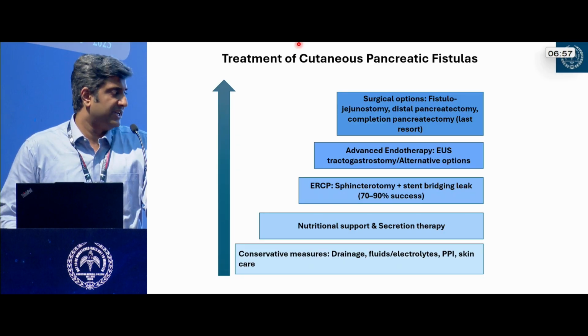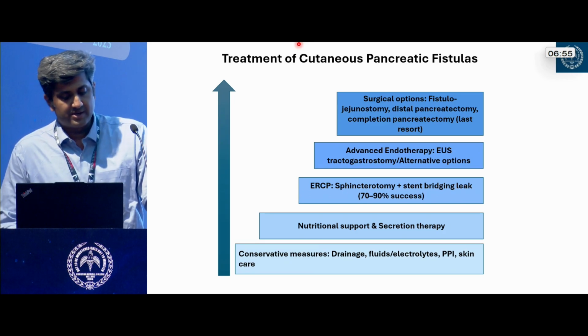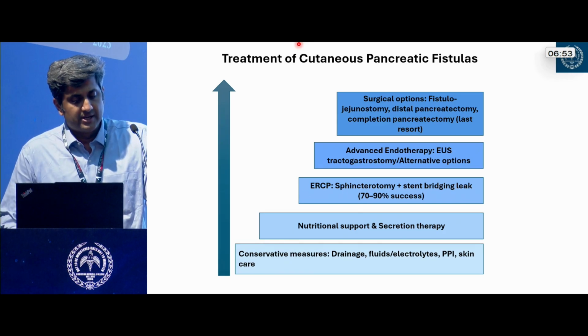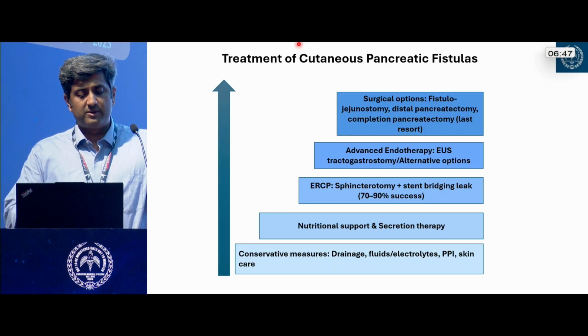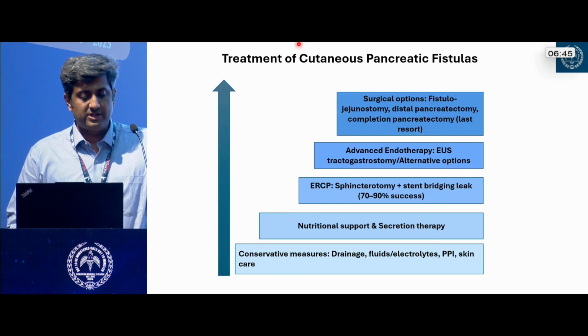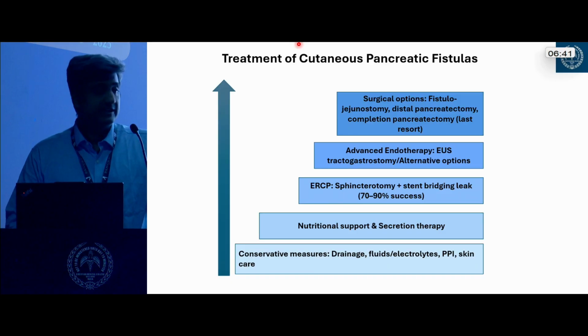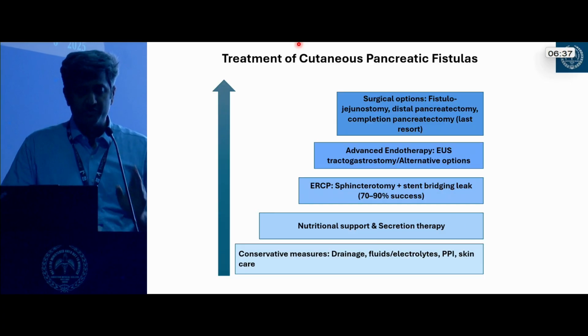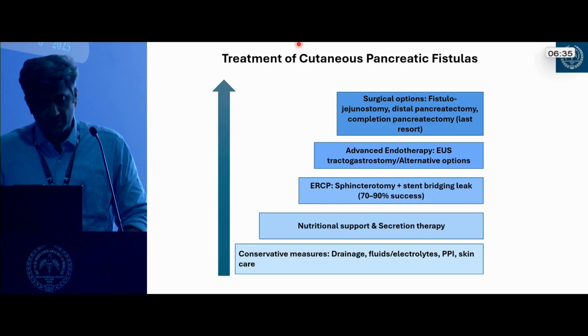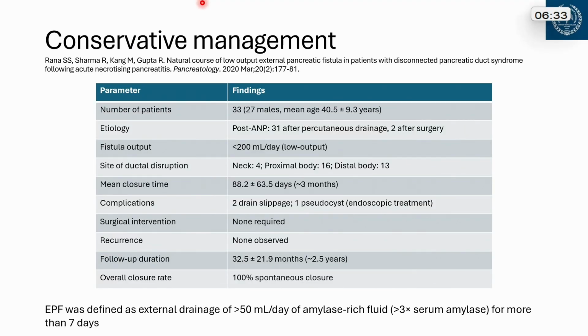And then intervention in the form of an ERCP, sphincterotomy, bridging, and moving upwards, we may have an EUS involved with trying to connect the tract to the stomach. And alternative options are also there. Finally, a surgical option may also be required. I won't be touching too much into that. So let's start with the conservative approach.